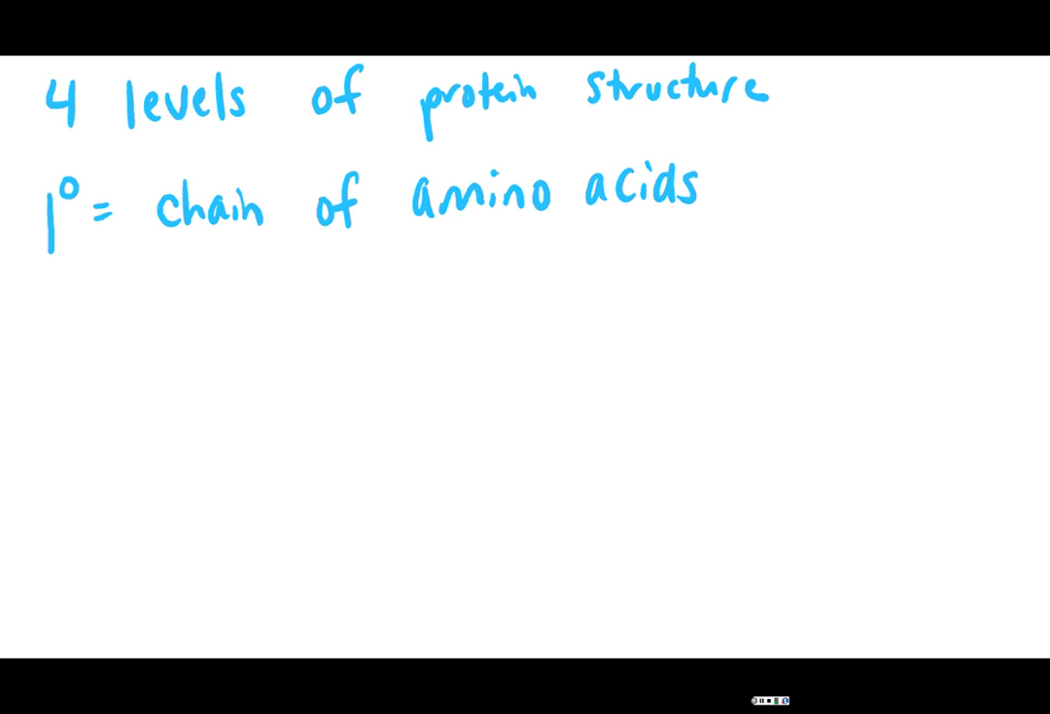As we are investigating our protein structure, we have 4 levels, and we're going to talk about it as primary, secondary, tertiary, and quaternary structure. And the abbreviation for each of those is just to take your number and then put the degree symbol beside it. So this here is discussing the primary structure of the protein. A primary structure of the protein is simply a chain of amino acids.